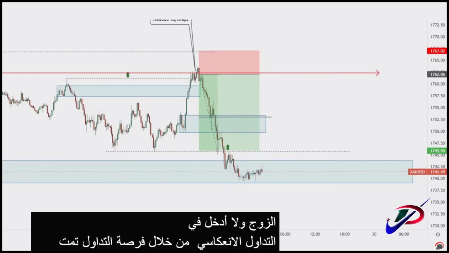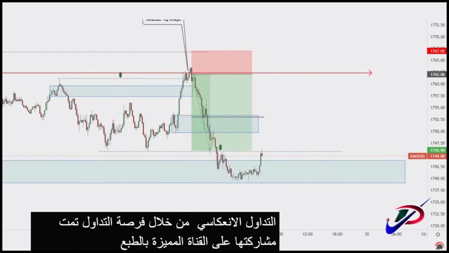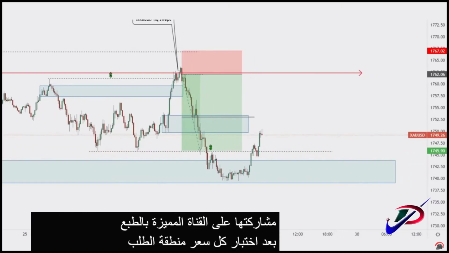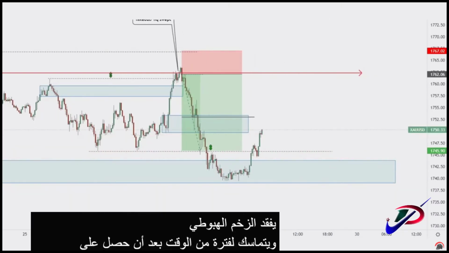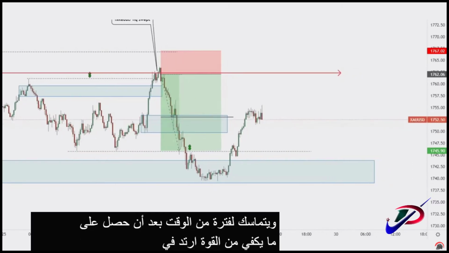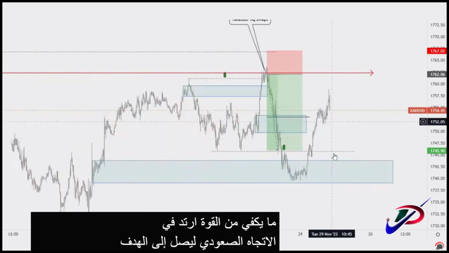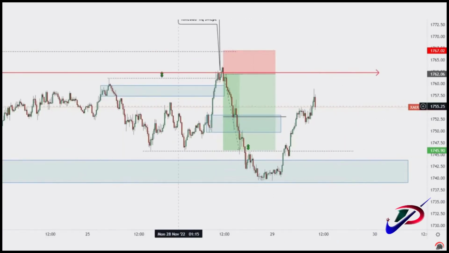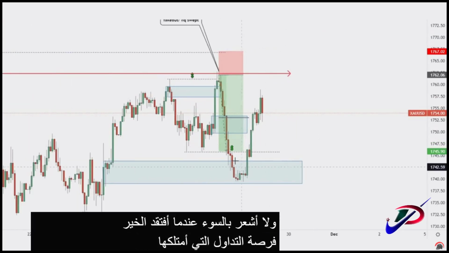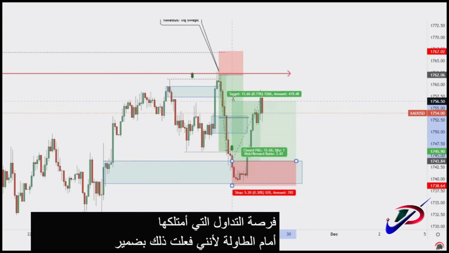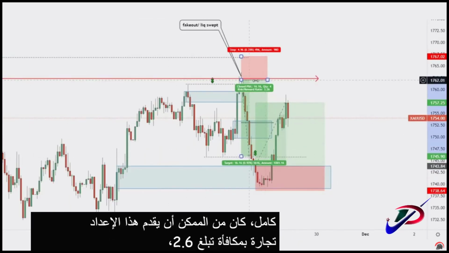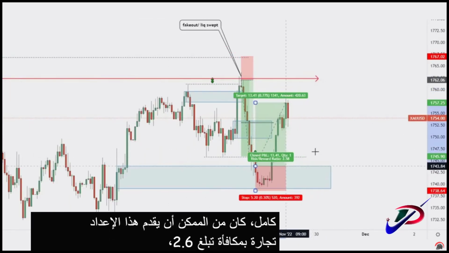The buy trade opportunity was shared on the premium channel, of course. After testing all the demand zone, price lost the bearish momentum and consolidated for a while. After it got enough buy power, it bounced in the upside direction, reaching the target. I am not feeling bad when I miss a good trade opportunity that I have in front of me, because I did it with a full conscience. This setup could have offered a 2.6 reward trade.